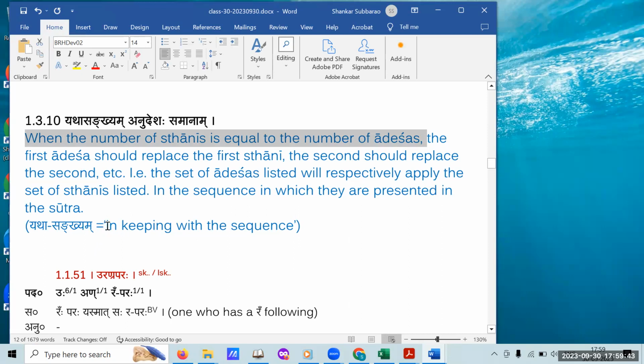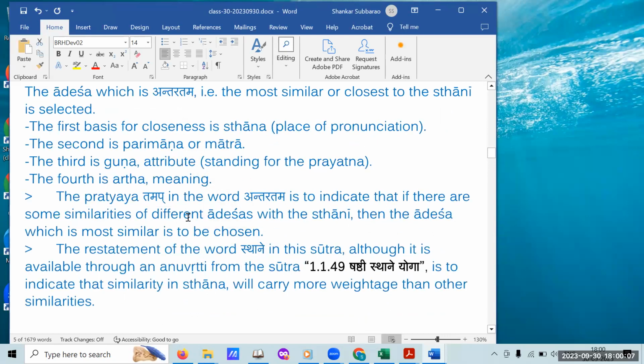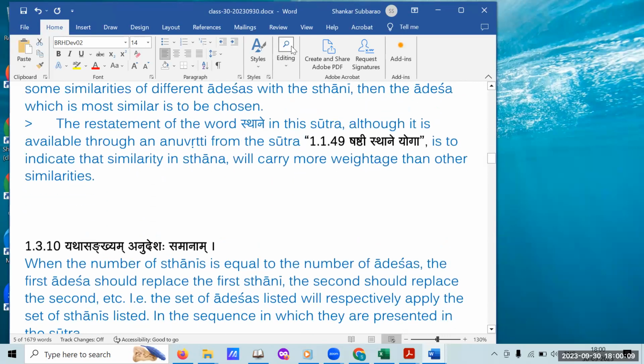So it is respectively done. So Yatha Sankhya means what? In keeping with the sequence. Okay. Sankhyam Anatikramya. This is the basis of this rule. All right. We will look at the examples. Only then this will become clearer to you. This is easy. The first one, we will need to look at some examples. All right. So now, with this background, let me go to the Ashtadhyayi.